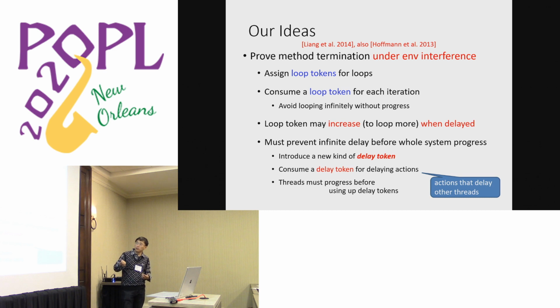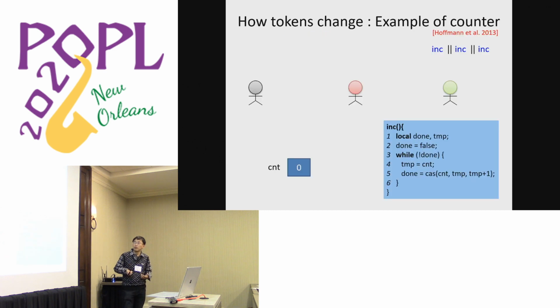So this still may be a bit abstract, but this is a concrete example. Suppose here we have 3 threads. Each of them calls the inc we have seen before, the inc of the counter. Now they all want to enter this loop. So to verify this, we assign tokens to each thread. Each one has a loop token, the orange one, and then it has a delay token here.